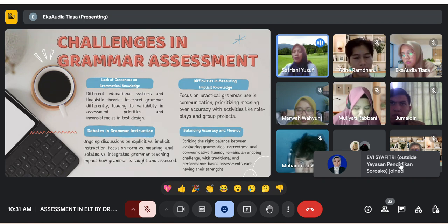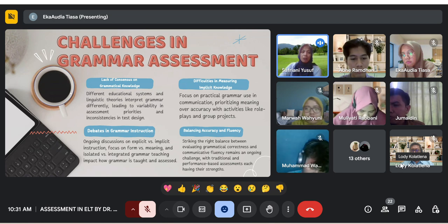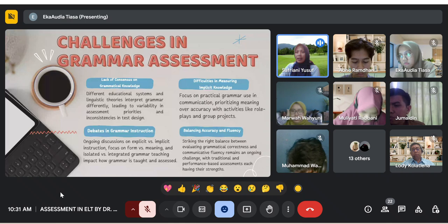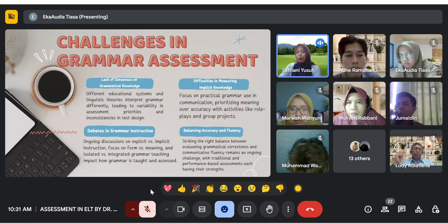The next is the difficulty in measuring implicit knowledge. Implicit knowledge refers to the unconscious, automatic understanding and use of grammar. So it is different from explicit knowledge, which is conscious awareness and the ability to articulate grammatical rules. Because implicit knowledge operates below the level of conscious awareness, it's inherently difficult to measure directly. So it's prioritizing meaning over accuracy with activities like role plays and group projects.